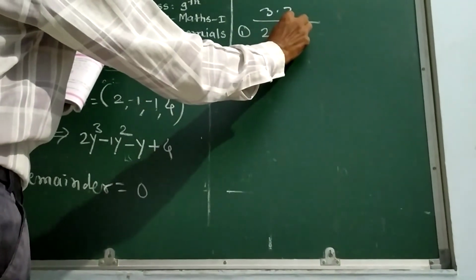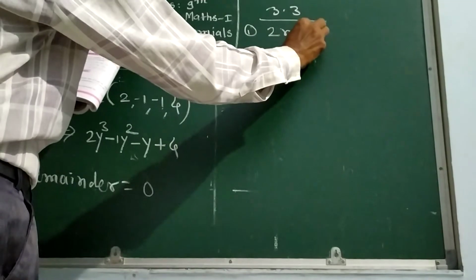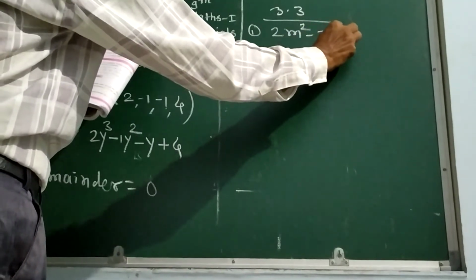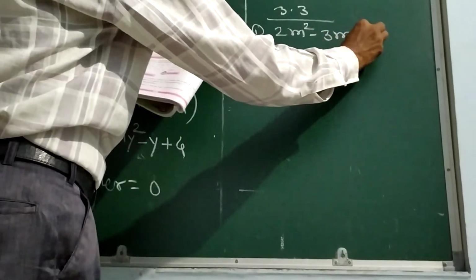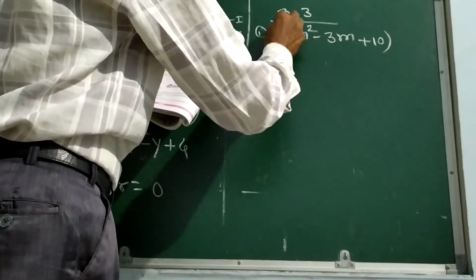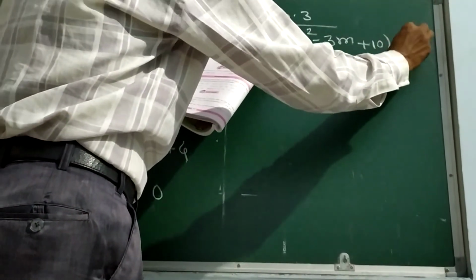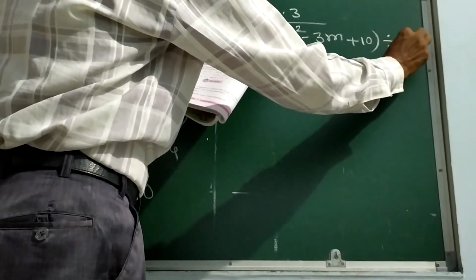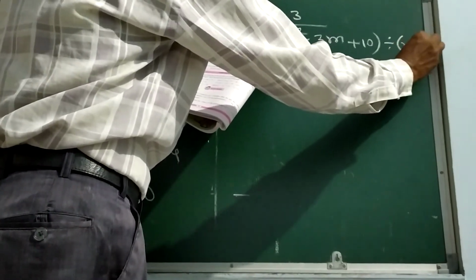2m square minus 3m plus 10 divided by m minus 5.